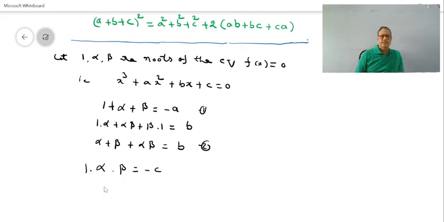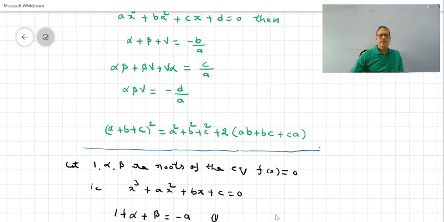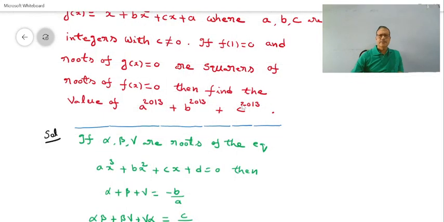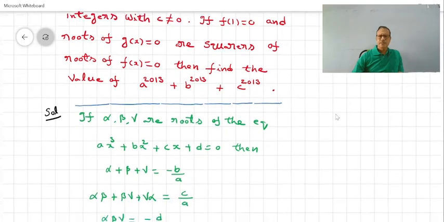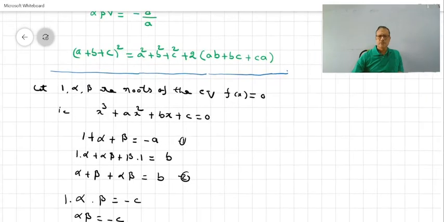That is minus c. So therefore alpha beta is equal to minus c. Okay. So next one, from the given data you see here, the roots of g of x equal to 0 are squares of the roots of f of x equal to 0. Since we supposed 1, alpha, beta are roots of this equation, the roots of g of x = 0 are 1 square, that is 1, alpha square, beta square, or roots of g of x is equal to 0.